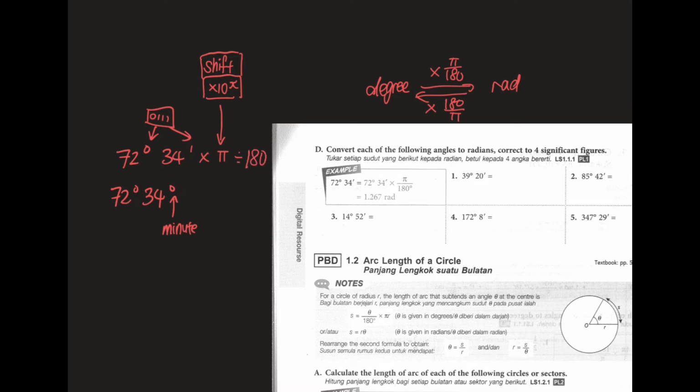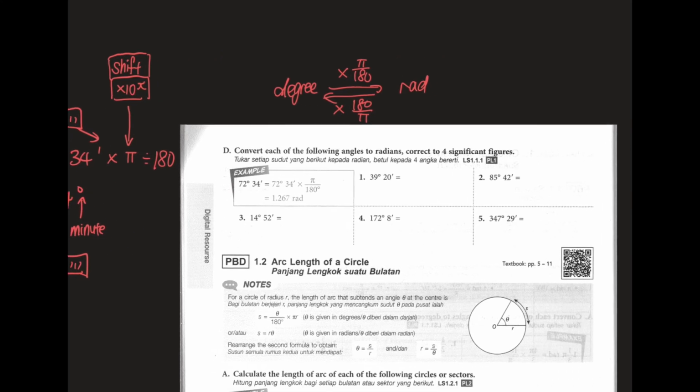Times pi divided by 180. Should you put degree or not? Not compulsory. So after that you press equal, then you may get something else. In order to get 1.267, you have to press this button again. So are you able to get 1.267? Yes. Okay, so consider center for this.